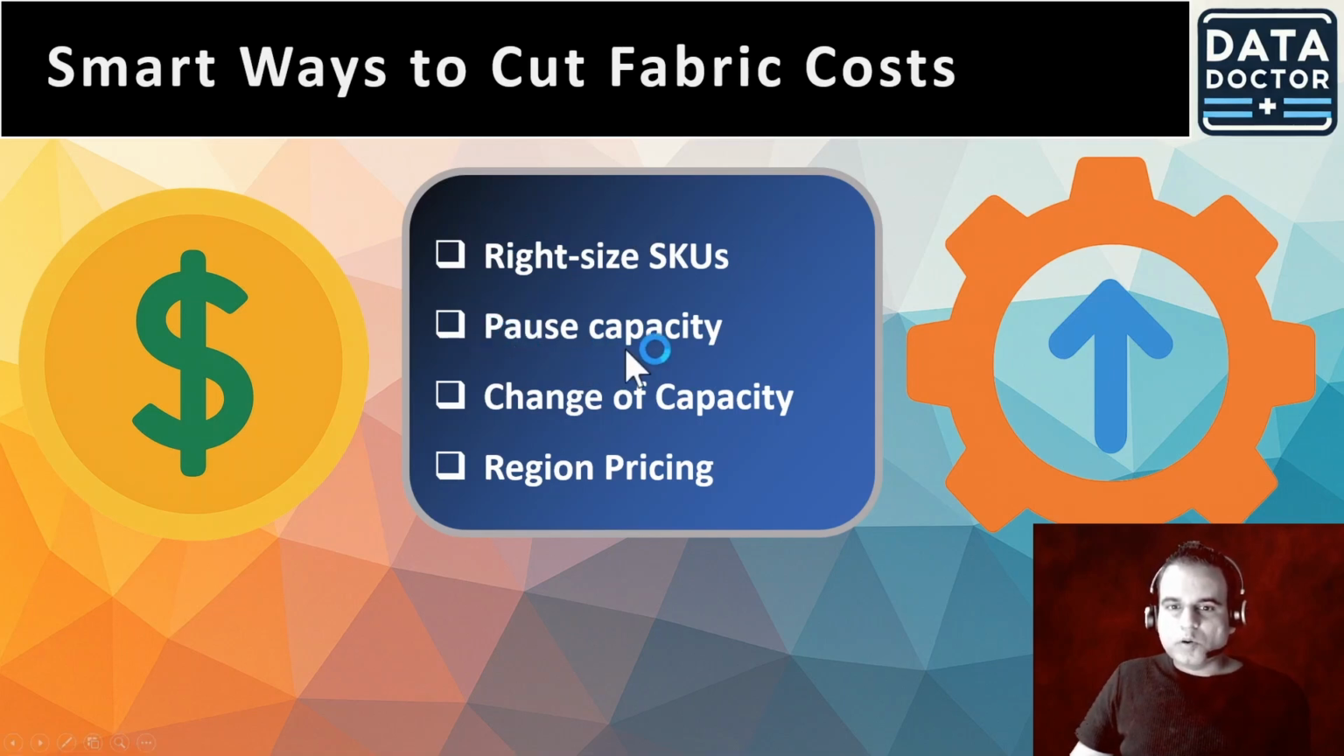Second thing is about pausing capacity. You can actually pause the capacity. For example, if you see that you don't have any workload running on weekends or in the evening or whatever time, you can always pause the capacity and hence save the cost. Changing of capacity is also possible in Fabric. That means that you can increase your capacity or you can reduce the capacity. For example, if at some time you realize that you don't need a higher capacity for your workload, you can always change it and reduce the cost.